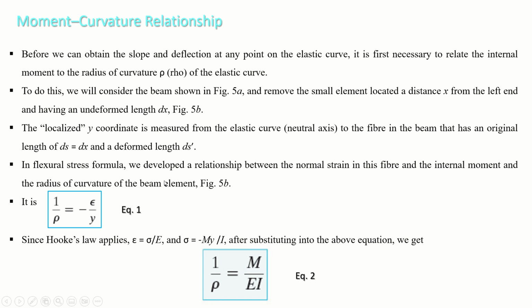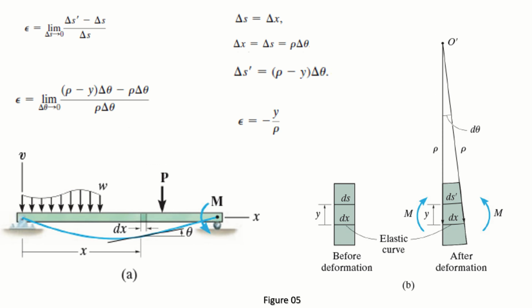In the flexural stress formula, we developed a relationship between the normal strain in this fiber, the internal moment, and the radius of curvature of the beam element. So it is 1 by rho is equal to minus epsilon by y, and for your convenience I have presented it here. It says that the axial strain is equal to this ds dash. I have taken this from the chapter on the flexural formula. In that formula they put it as a delta and here they put it as a d, but there is no difference.